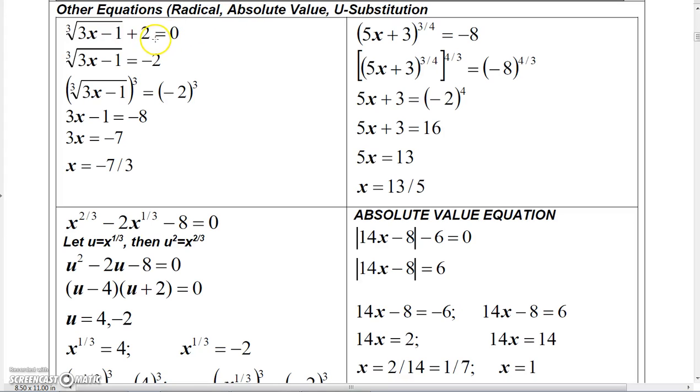Okay, in this video I'm going to show you how to solve several types of equations. First thing I want to talk about is a radical equation. Now, I'm not going to show you the real nasty radical equations where you have to raise them to powers twice. I'm just going to show you the ones where you just have to do it once. But generally what you want to do is isolate your radical.